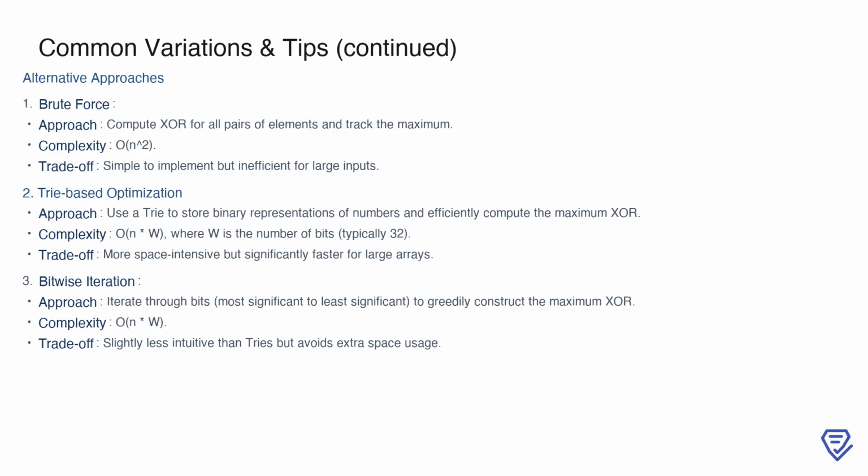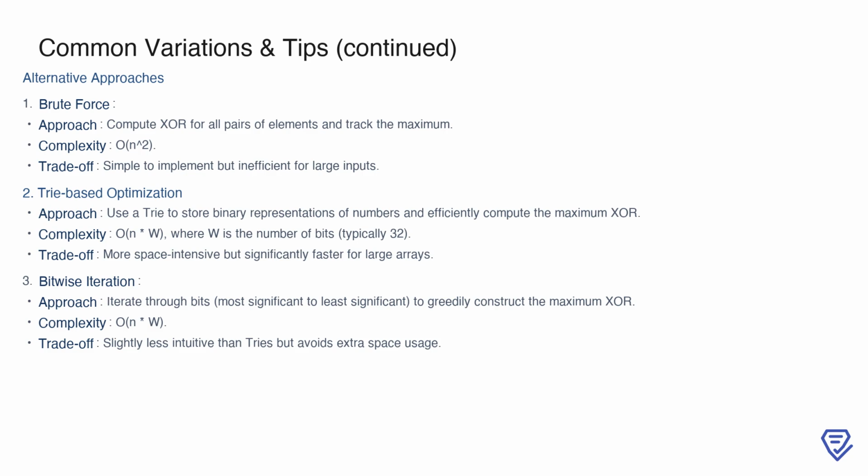A more optimized approach is to use a tree to store the binary representations of the numbers. This method allows you to efficiently compute the maximum XOR using O(n * W) time, where W is the number of bits, typically 32. However, it does require additional space to store the tree.